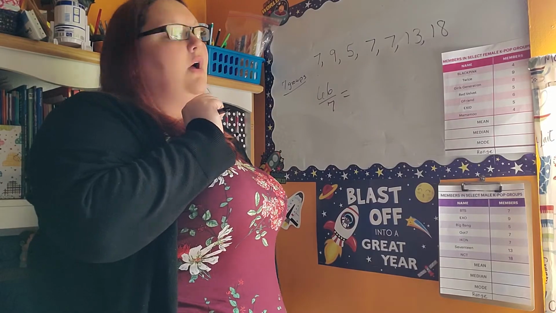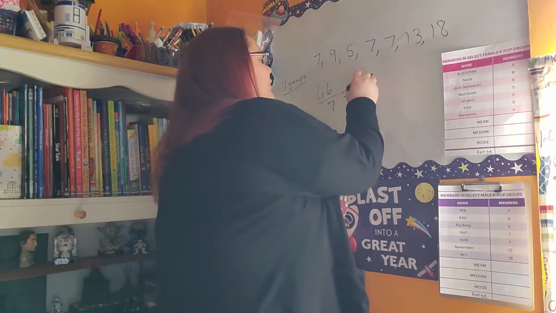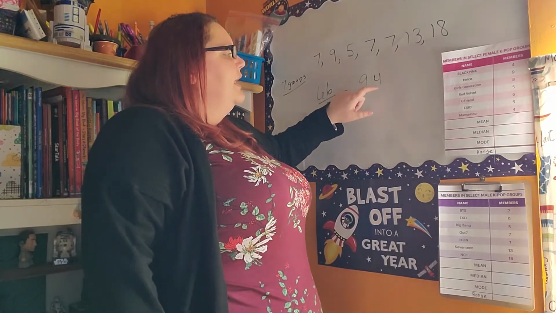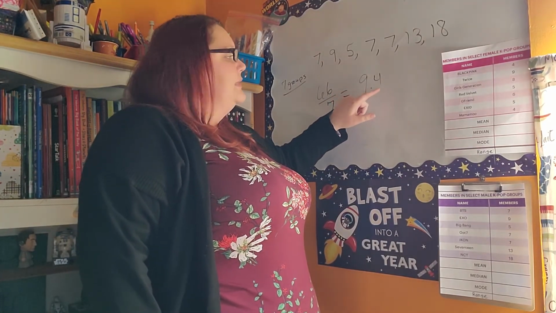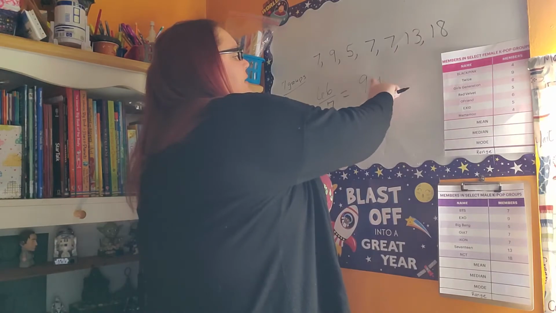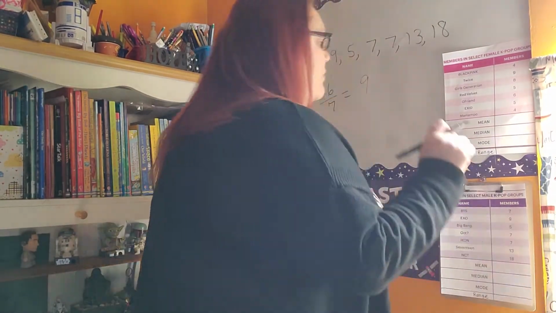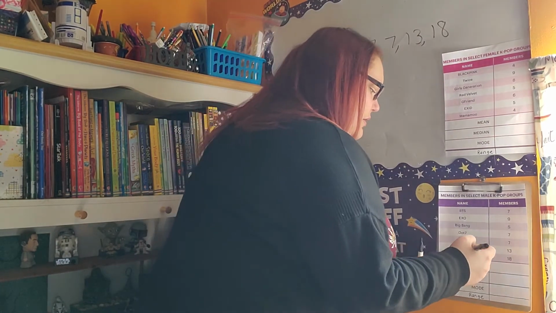I think it's like 9.4-ish. Yeah. Okay, 9.4. And there's a bunch of random numbers. Yeah, okay. So, we can't have a fourth of a person. So let's round down and let's say 9 is our average members. And let's record that on our chart here.